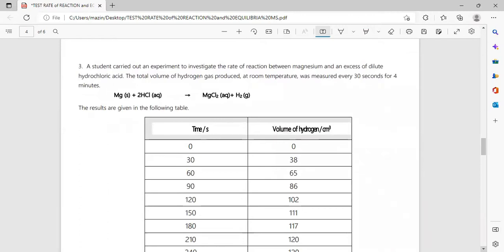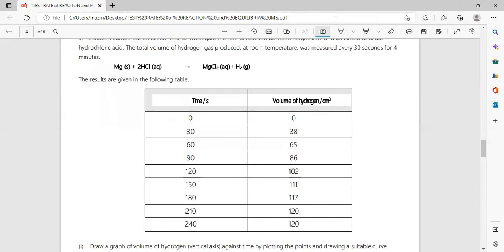Now the next question is graphical. A student carried out an experiment to investigate the rate of reaction between magnesium and excess hydrochloric acid. The total volume of hydrogen gas produced at room temperature was measured every 30 seconds for 4 minutes. You understand the language, what it says? Here is an experiment container. The reaction is here, and gas is being collected in a gas syringe.